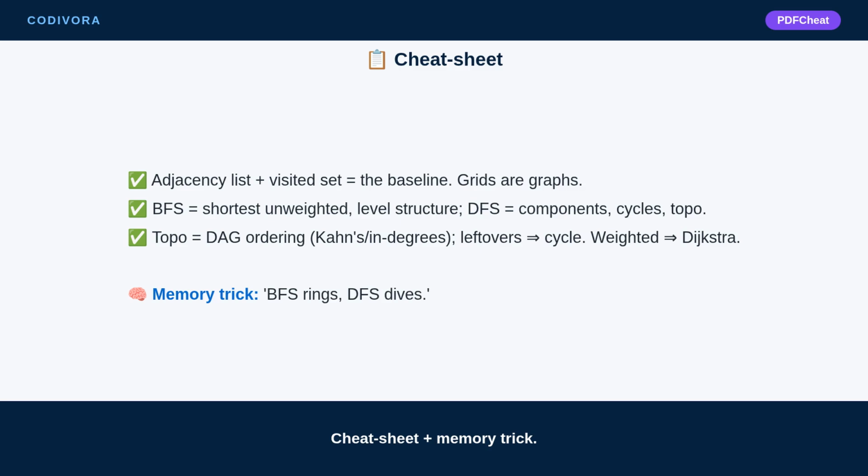Your cheat sheet. Adjacency list plus visited set equals the baseline. Grids or graphs. BFS equals shortest unweighted, level structure. DFS equals components, cycles, topo. Topo equals DAG ordering, Kahn's in-degrees. Leftovers means cycle. Weighted means Dijkstra. And the memory trick: BFS rings, DFS dives.